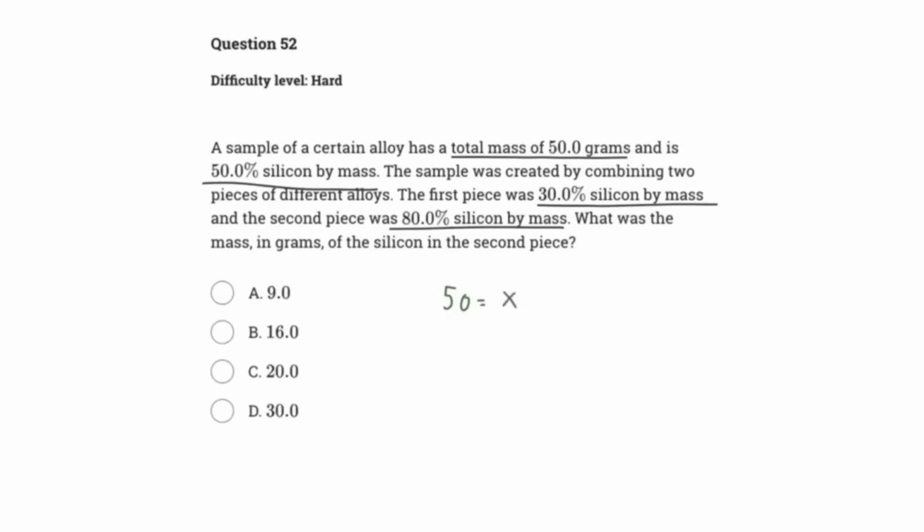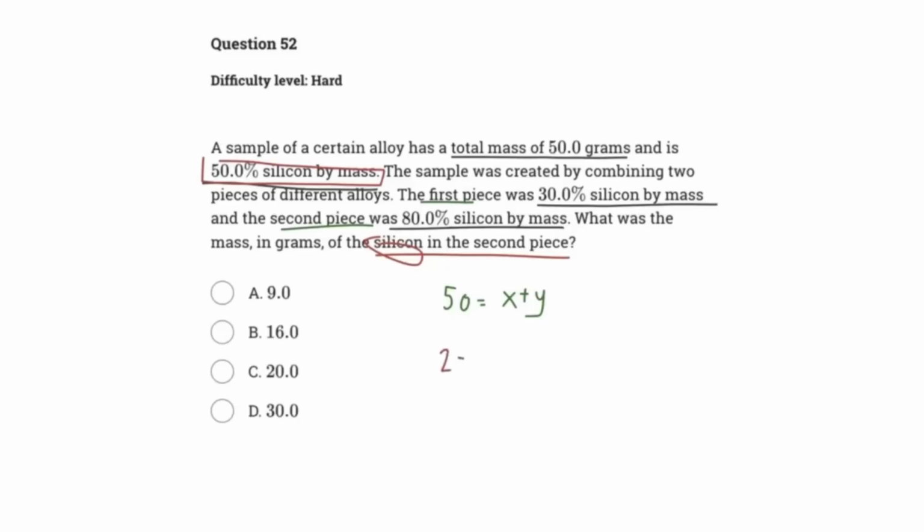So what we want to define here is essentially x is just the total mass, important to note, total mass of the first piece, and then y is the total mass of the second piece. But what we want to solve in the problem is the mass in grams of the silicon, only the silicon in the second piece. So how exactly do we do it? Well, we have to read in between the lines. It says that 50% of that 50 grams is silicon. So 50 divided by 2 is 25 grams. So we only have 25 grams of silicon in that sample.